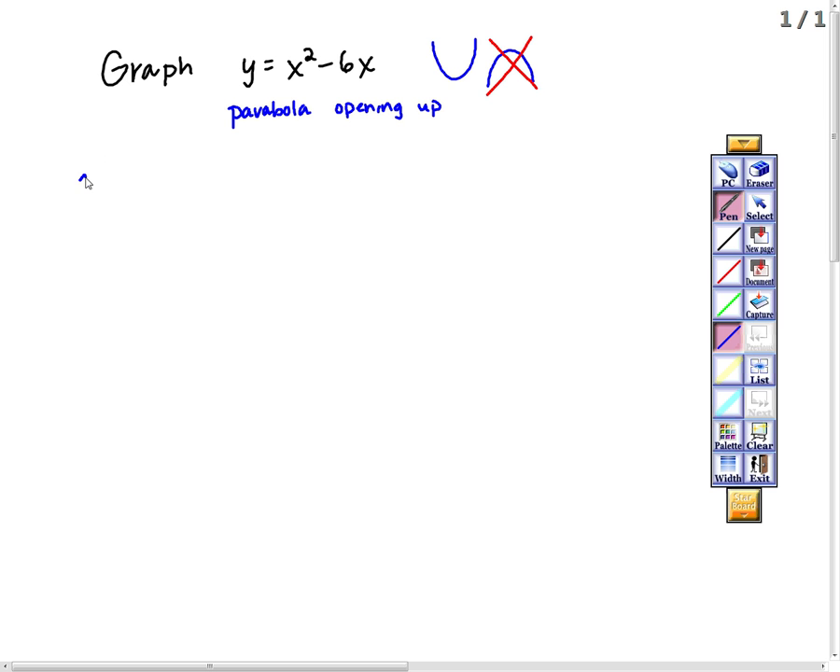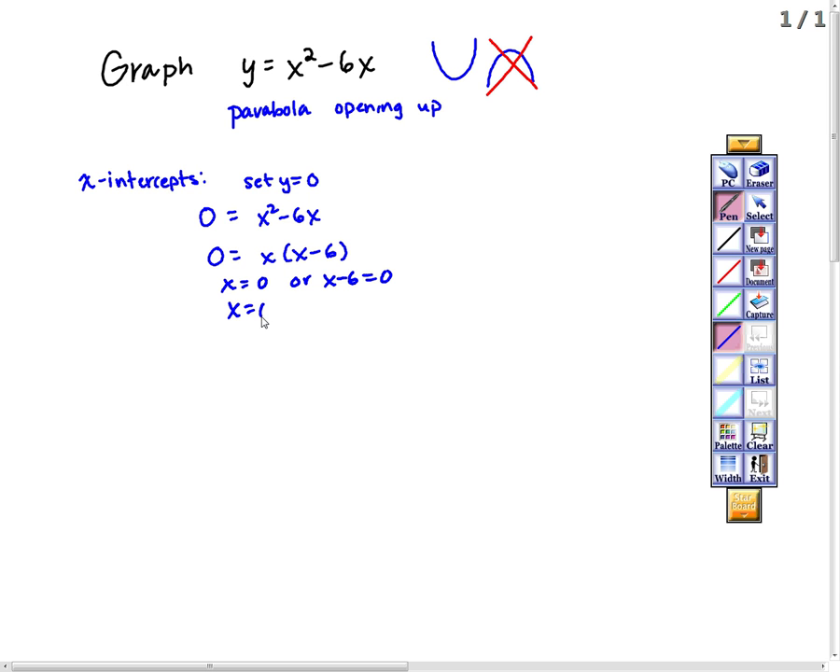Let's start with the x-intercepts. To find the x-intercepts, we set y equal to 0. So we get 0 equals x squared minus 6x. We're going to solve this equation. To do so, let's factor out an x. 0 equals x times x minus 6. Then either x equals 0 or x minus 6 equals 0. So we have x equals 0 and x equals 6.